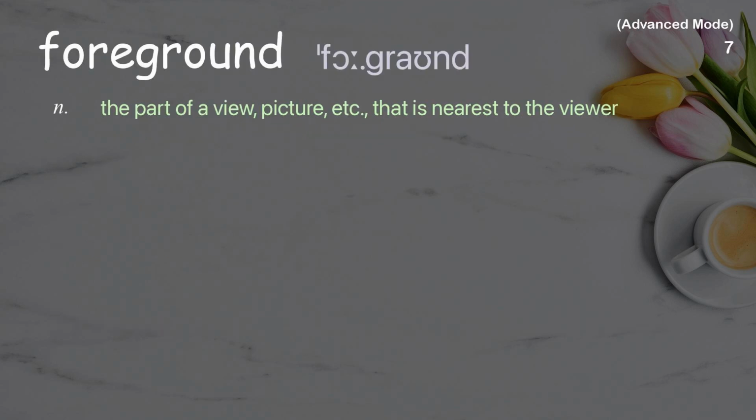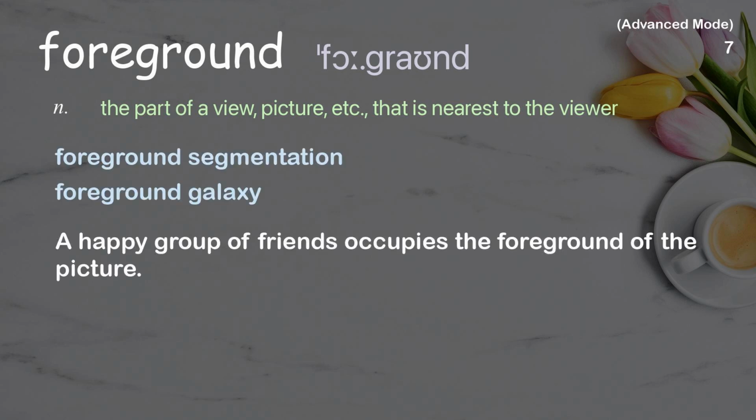Foreground. The part of a view, picture, etc., that is nearest to the viewer. Examples: Foreground segmentation, foreground galaxy. A happy group of friends occupies the foreground of the picture.